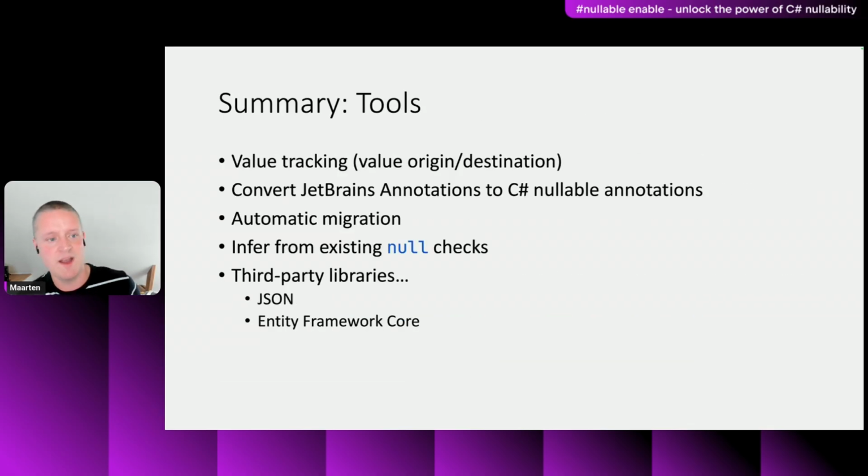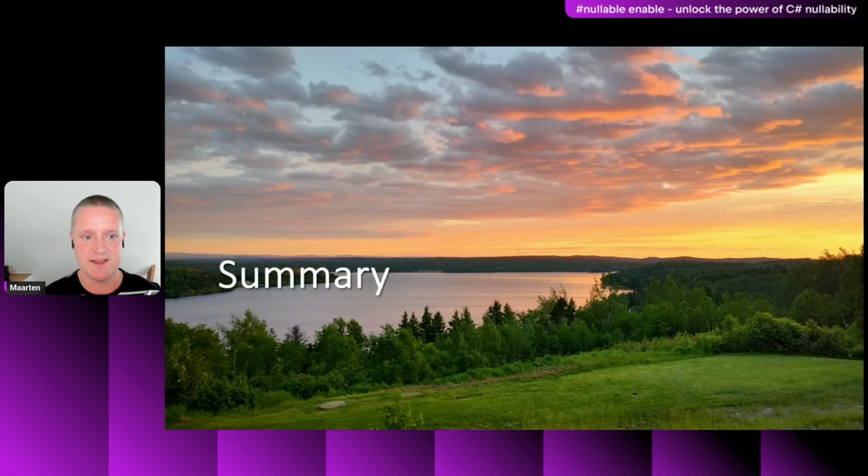So in summary, lots of tools available. Value tracking is super helpful. Converting JetBrains annotations to C# nullable annotations as well. There's automatic migration tools. If you read your code, you can actually very often figure out, okay, do I need a question mark to annotate this type or not? And third-party libraries, well, be careful with JSON, consider mapping. And if you're using Entity Framework Core, also consider double checking that there's no schema changes that you did not expect.